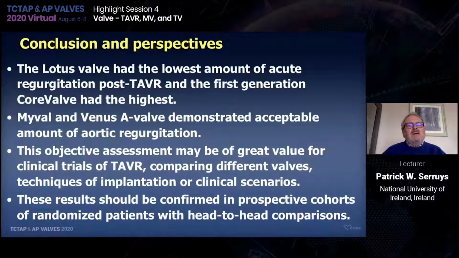And the final conclusion is that so far the Lotus valve had the lowest amount of acute regurgitation post TAVI, and the first generation CoreValve has the highest. MyValve and Venus, two newcomers, demonstrate an acceptable amount of aortic regurgitation. This objective assessment may be of great value for clinical trials, comparing different valves, techniques of implantation, and clinical scenarios.